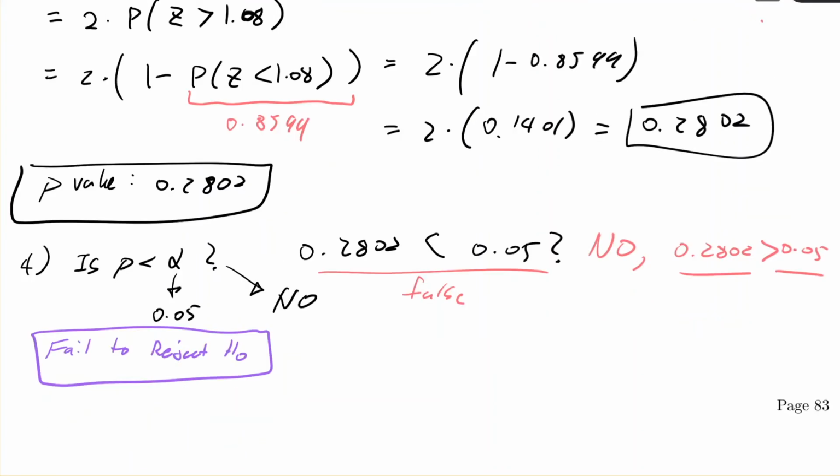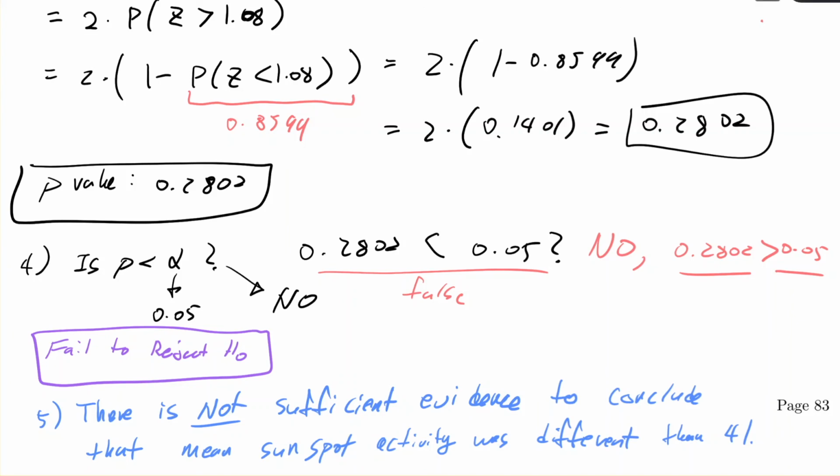That means, let me write the final interpretation here. There is not sufficient evidence to conclude that the mean sunspot activity was different than 41. Again, I'm just writing the alternative hypothesis in words.